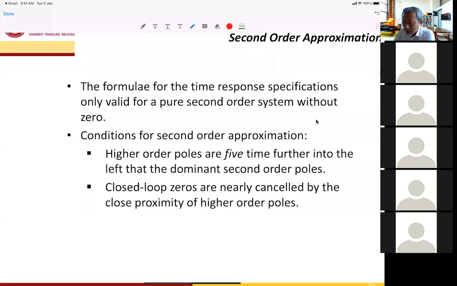I continue. The formulas for the time response specifications are only valid for a pure second order system without zero. Conditions for second order approximation: the higher order poles are at least 5 times further to the left than the dominant second order poles, and the closed loop zeros are nearly cancelled by the close proximity of higher order poles.